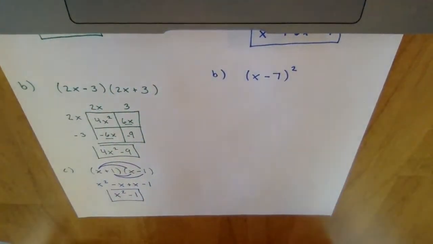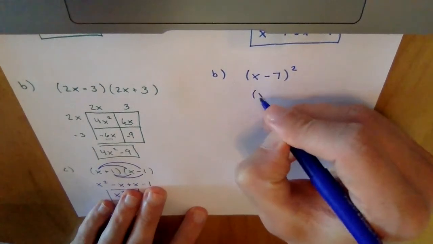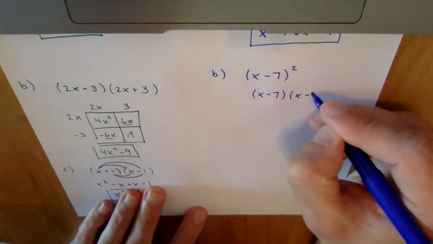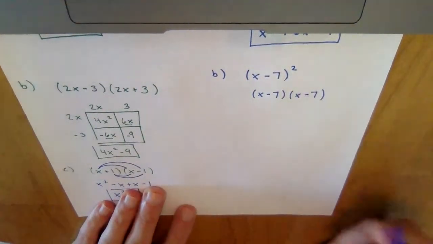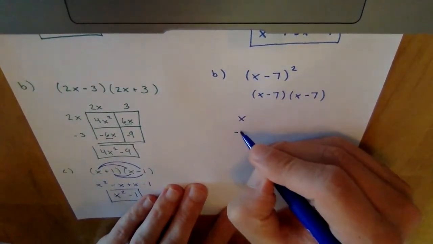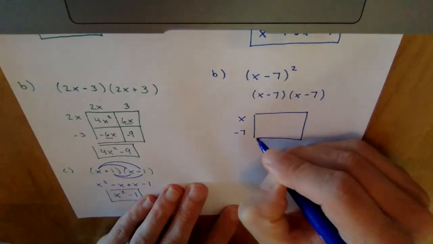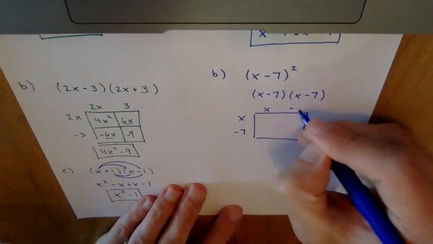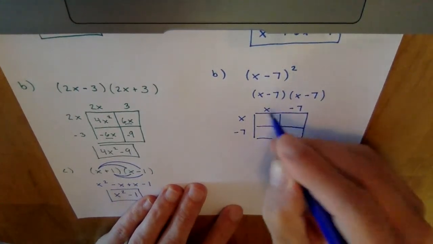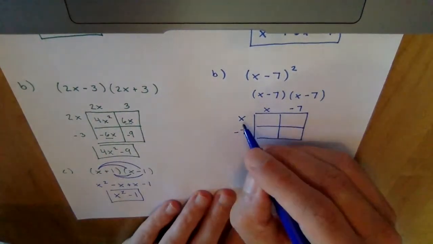Letter B, same idea. I have x minus 7, so a binomial being squared. That means I've got to write that binomial twice. And now I'm going to go ahead and multiply here. I'll do this one using the box method because I haven't done it in a while. Remember, you get to choose whichever method you prefer. So the top and the sides look the same, right? Doesn't matter which one goes where. And now we'll fill these in.